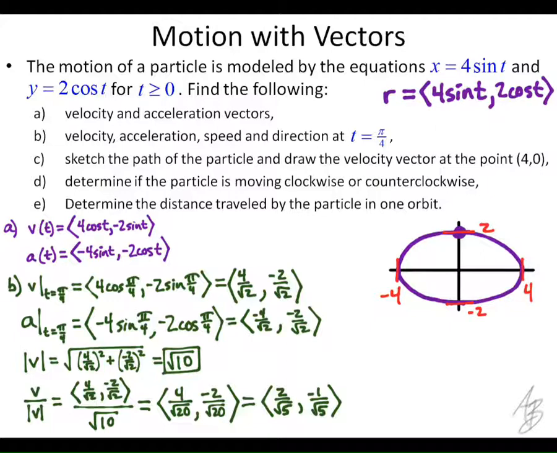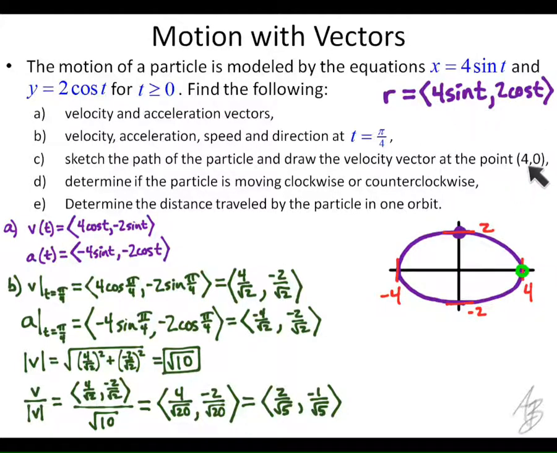Okay, so then we were asked to sketch the path of the particle. We've got that. And draw the velocity vector at the point 4, 0. So at this point here at 4, 0, we want to draw the velocity vector. How do we figure out what the velocity vector is going to be there? We have to put in the same t for x and y. So I need to figure out at what time the particle is going to be at this point. Yeah, so we'll use our position vector and solve for t.